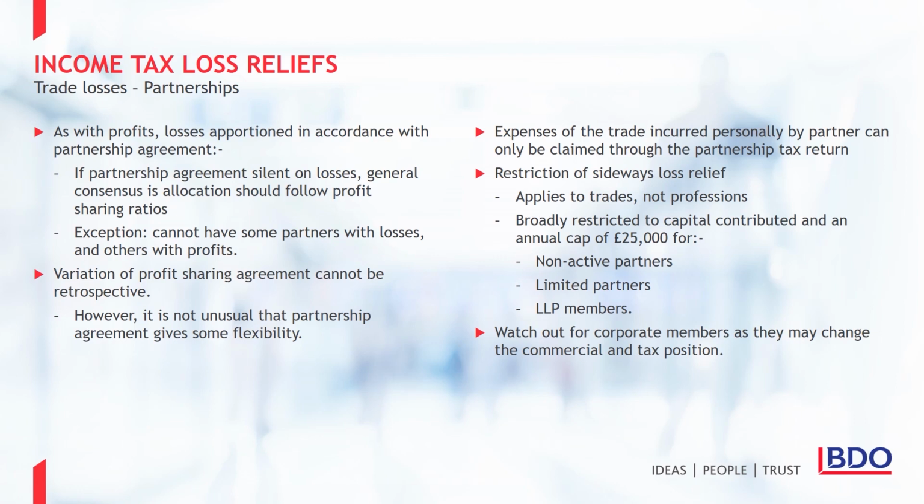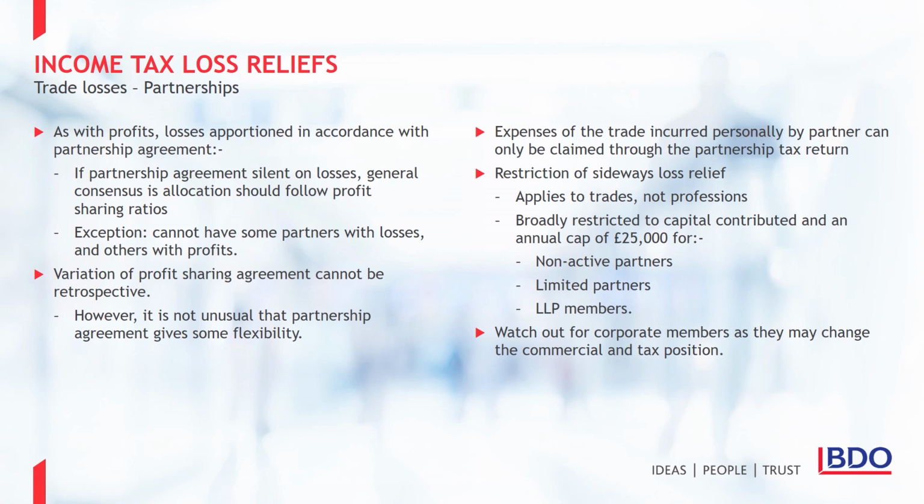Claims in respect of allowable expenditure that has been personally incurred by partners can only be made through the partnership tax return. It is not possible to claim these on personal tax returns. The other big point to make about partnership losses is to be aware of the sometimes quite complex restrictions that apply to sideways loss claims, which are specific to partnership losses. As noted on the slide, these restrictions apply only to trading partnerships. They do not apply to professional partnerships.